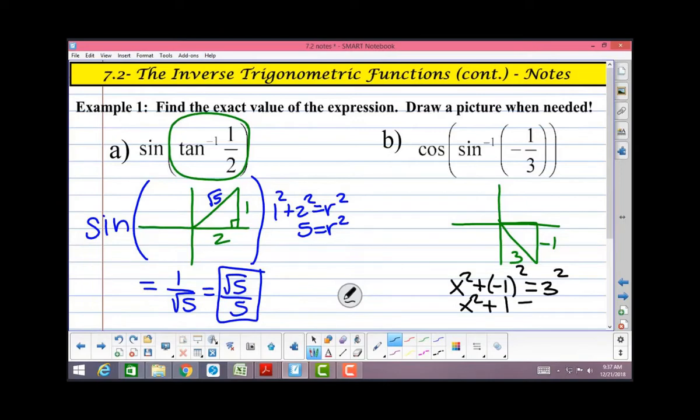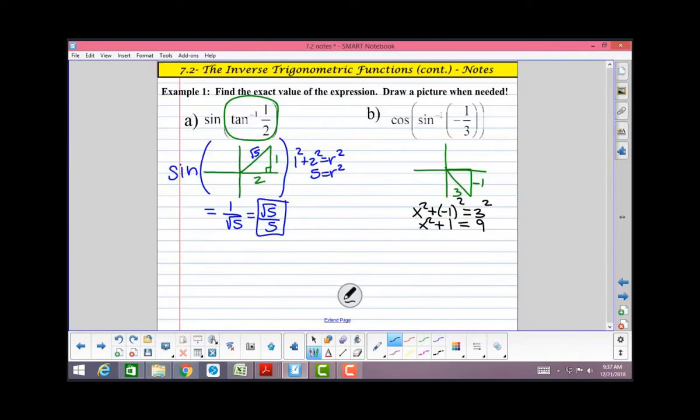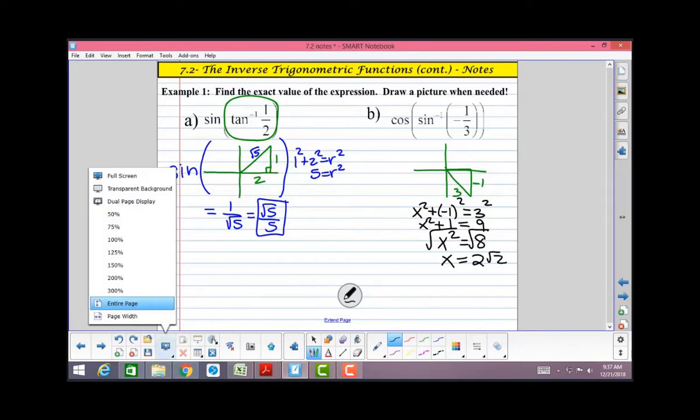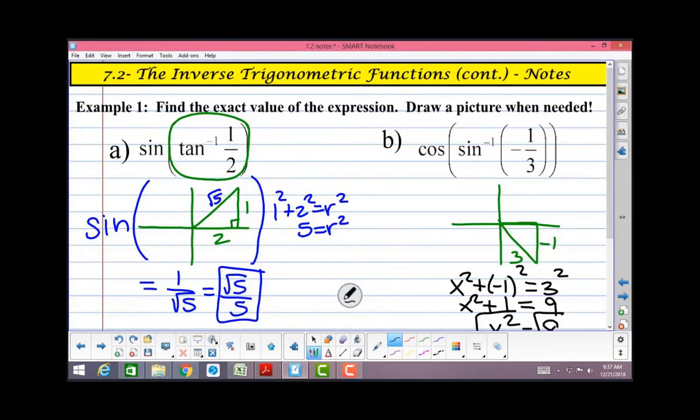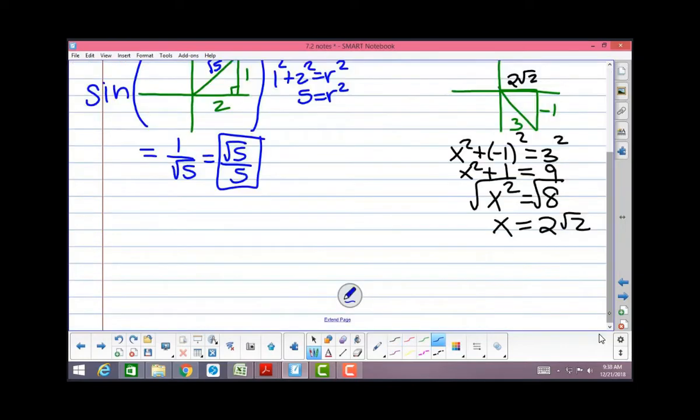X squared is unknown, so x squared is going to end up being 8. And if x squared is 8, then I know that x is going to be the square root of 8, which ends up being 2 root 2. Because it's going to the right, I do know that x value should be positive. Remember, when you take the square root, it could be positive or negative.